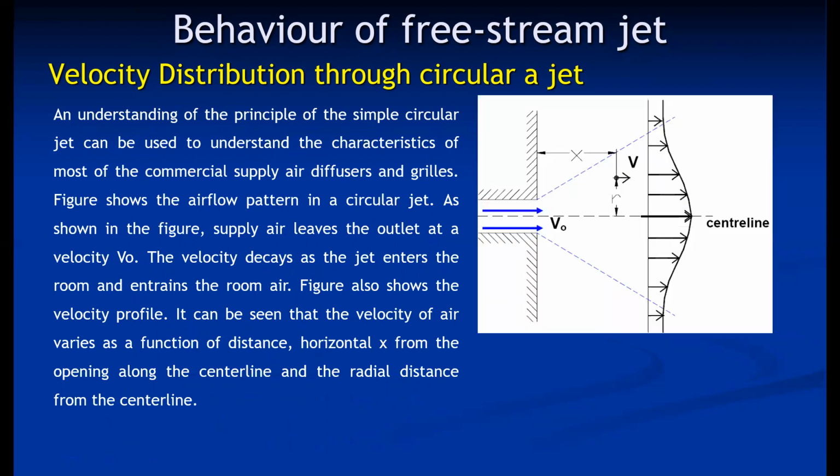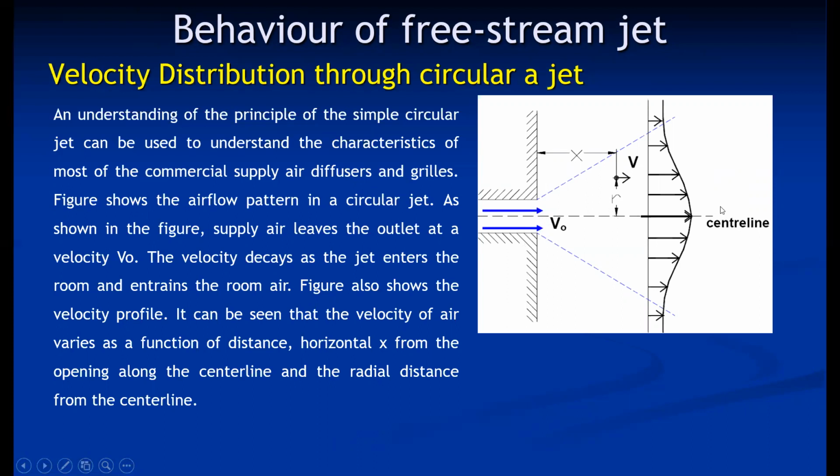The figure shows the airflow pattern in a circular jet. So this is a circular jet, the airflow pattern. As shown in the figure, the supply air leaves the outlet at a velocity V0. So this is the velocity at the supply outlet. The velocity decays as the jet enters the room air. So the velocity decreases as it moves away from the supply jet, and it enters the room air as well.